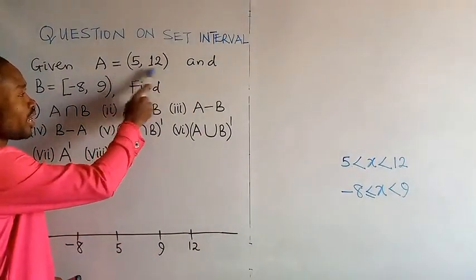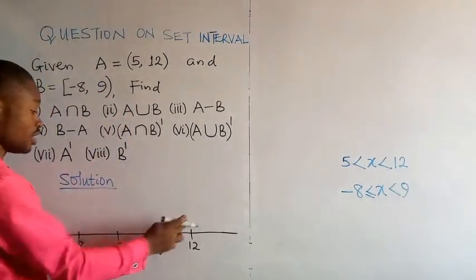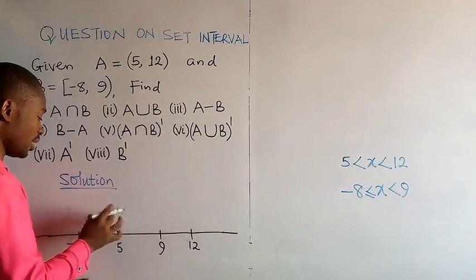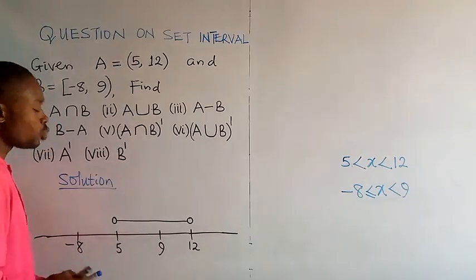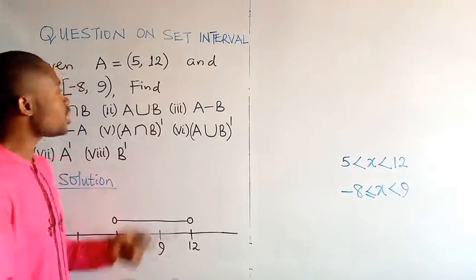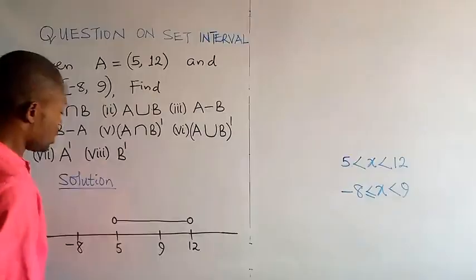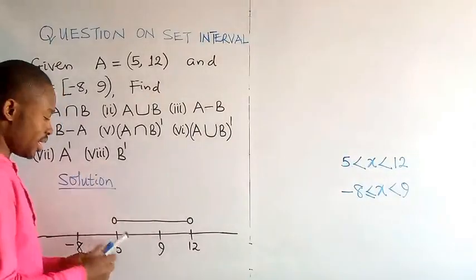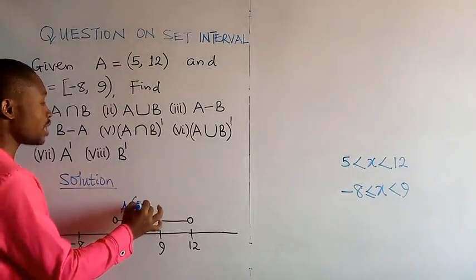How do we draw the number line for this 5, 12? Simply, you locate 5 and 12. This is 5, this is 12, and then we're going to have something like this. And I will not shade this circle. The reason is because 5 and 12 are not part of the elements of this set. This defines set A. You want to take note of that. Let me write it, set A, which is given as 5, 12.